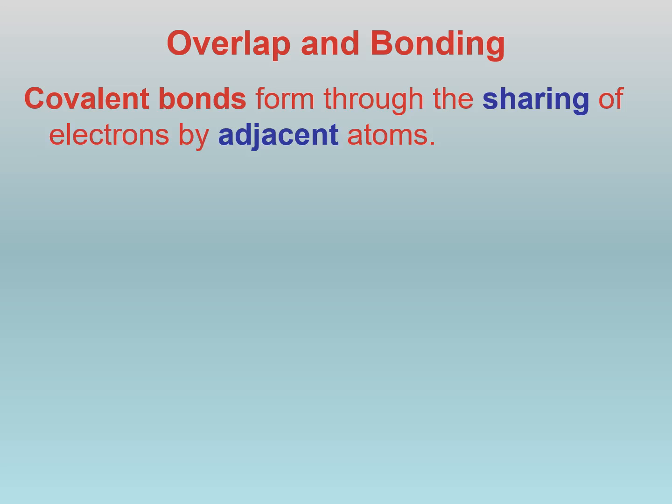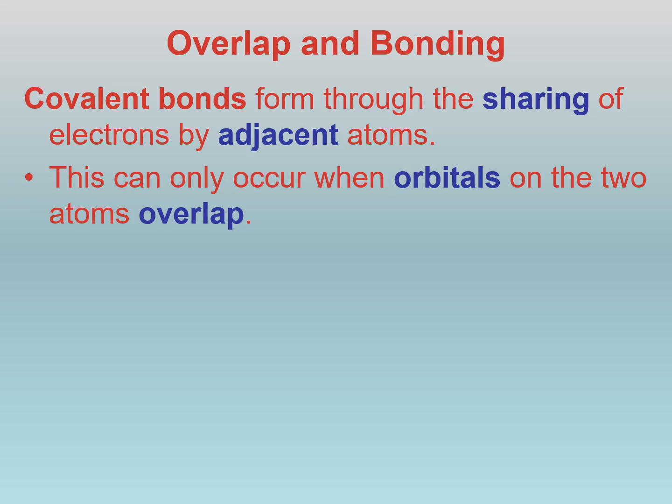Covalent bonds are formed through sharing of electrons by adjacent atoms. All right, this can occur only when orbitals on the two atoms overlap. So in order for covalent bonds to form, you have to have some kind of overlap between the two atoms, as you can see here. These two atoms have some kind of overlap where their shared electrons can exist.